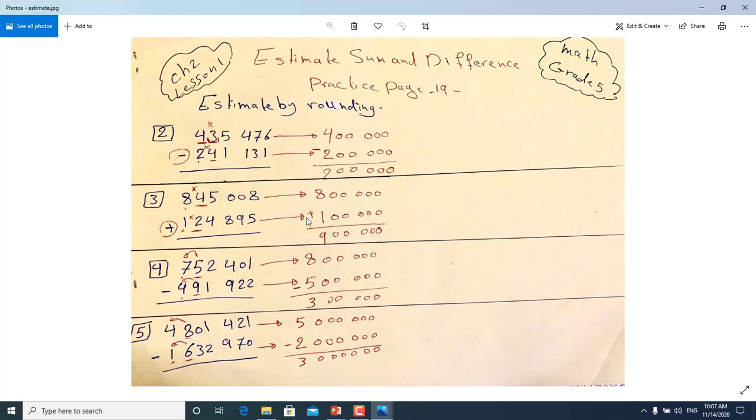This one we also write 1, and the last digit we make 0. After that, the sign is plus, so we write plus again, and we add them. 0 plus 0 is 0, and 8 plus 1 is 9.